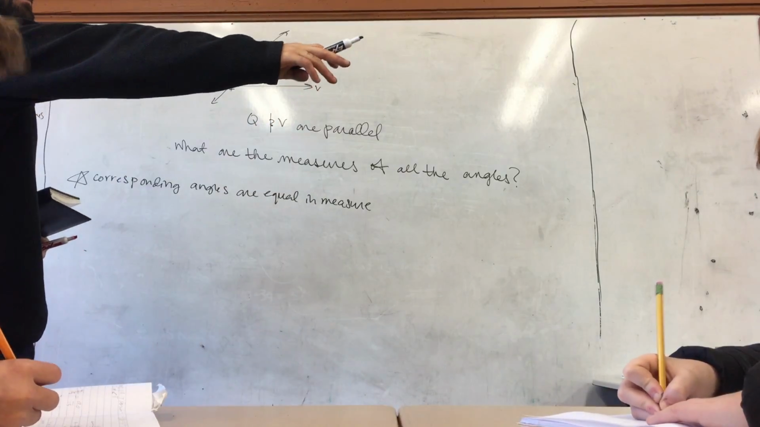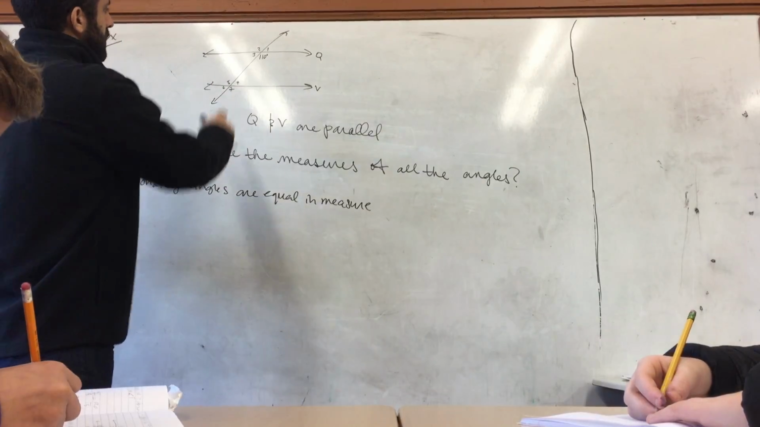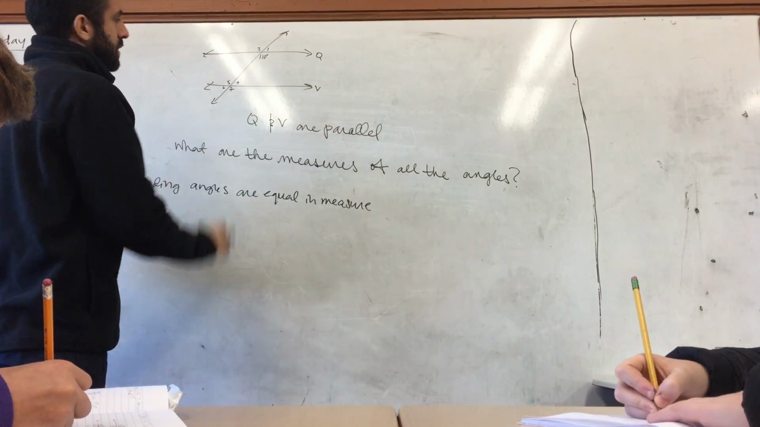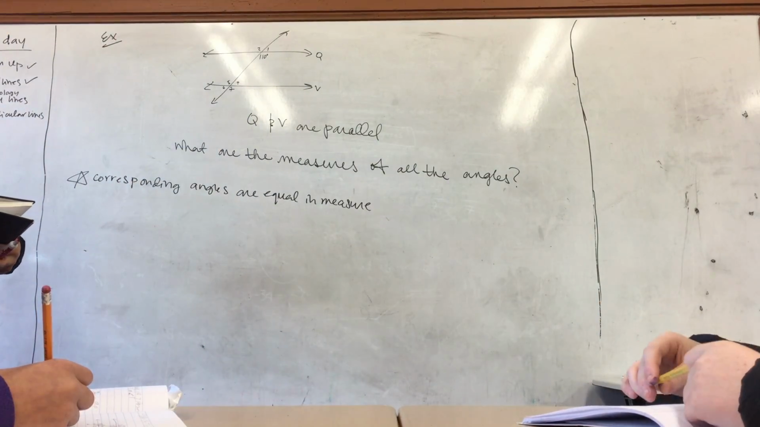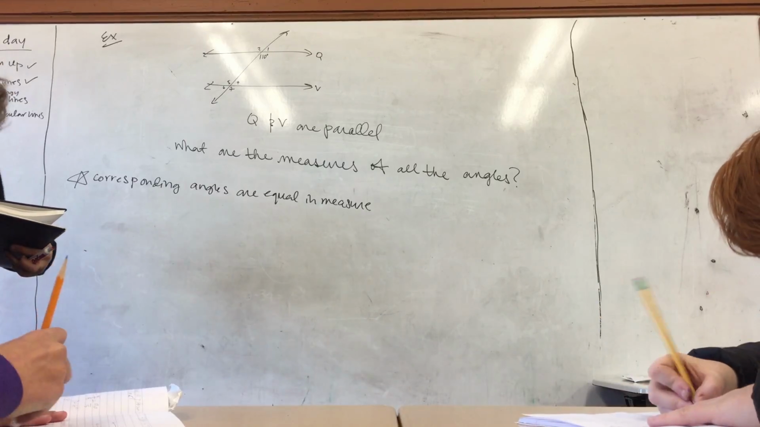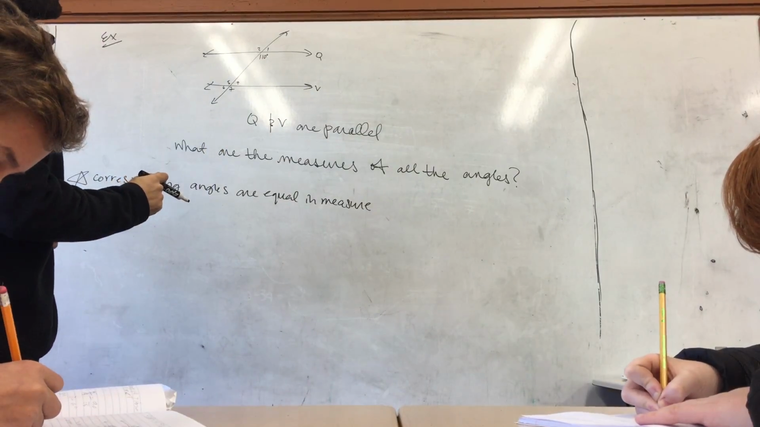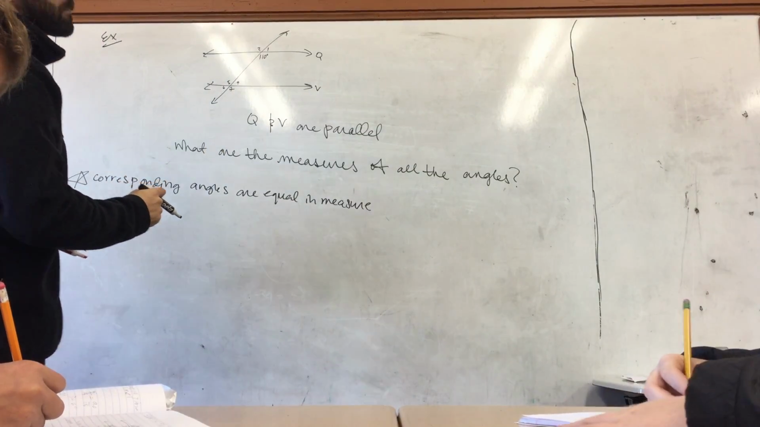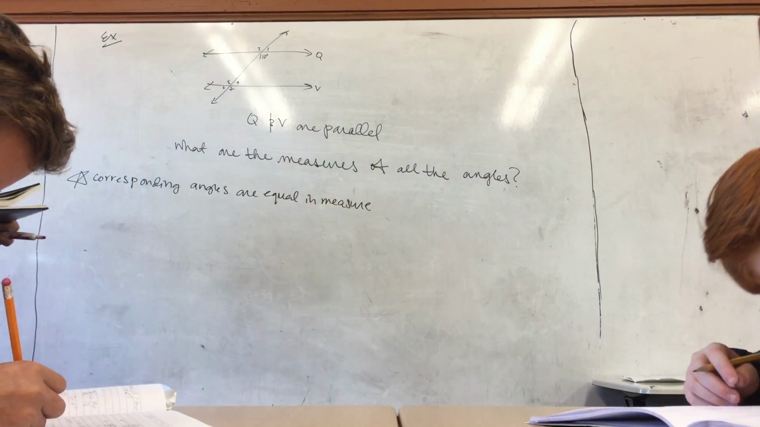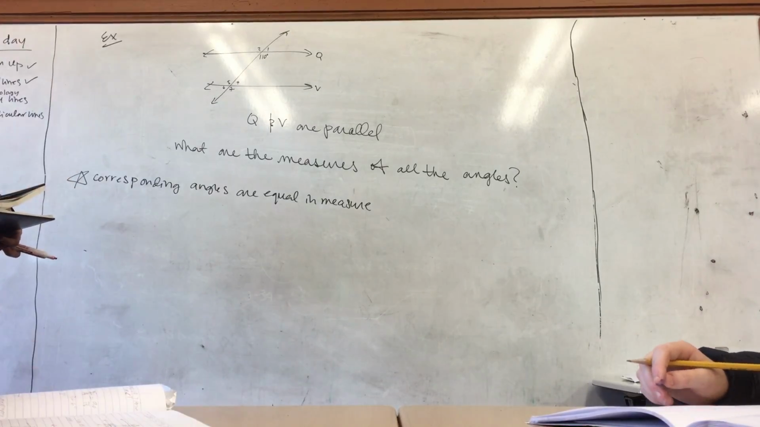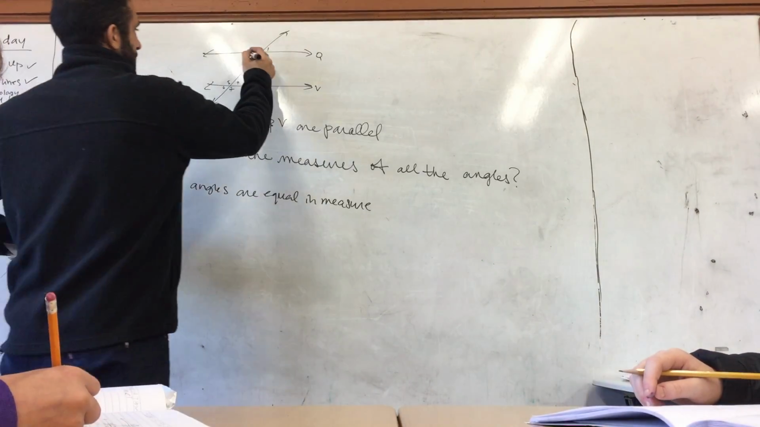Did you get it yet? What's the measure of angle 3? This one right here. If this one's 110, what does that have to be? What do these add up to? They add up to 180. So if this is 110, what does this one have to be? 110 plus something is 180. 70. All right, this has to be 70.